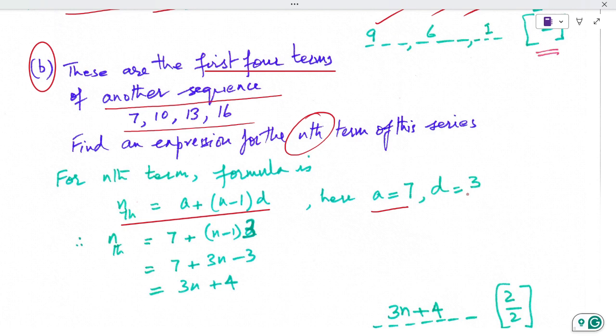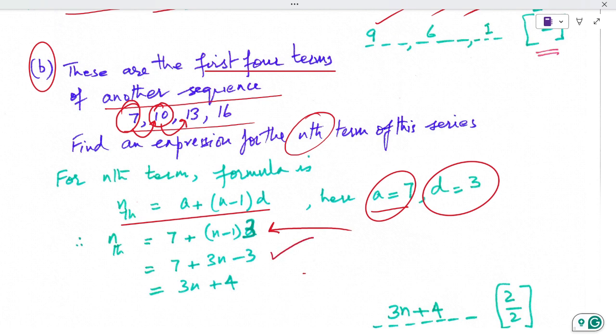So when you look at the series, the first term is 7, so we write down a equal to 7. And when we look at the difference between the terms, there is a common difference of 3, so we write down d equal to 3 and put in the values in the formula. Nth term will be equal to 7 plus n minus 1 into 3, and open up the bracket, 7 plus 3n minus 3, which gives us 3n plus 4. So nth term for this series is equal to 3n plus 4.